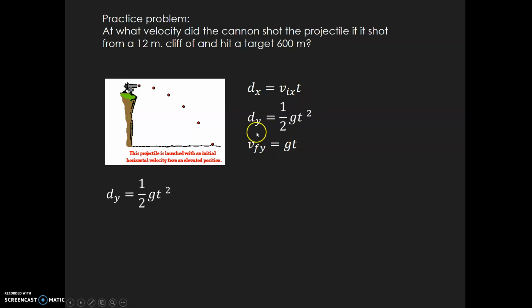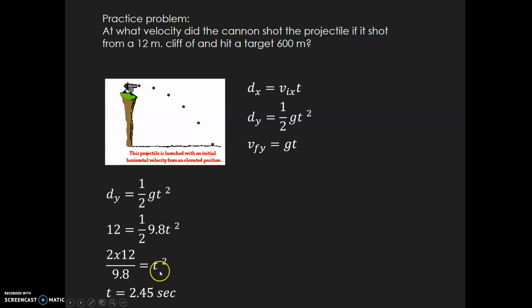We're going to use this one because we know how tall the cliff is. So we can use the distance in the y direction, how tall the cliff is, equal to 1/2 g t squared. We know 12 is equal to 1/2 times 9.8 t squared. When you rearrange that, 2 times 12 is 24, divided by 9.8, and that gives me 2.45 seconds.